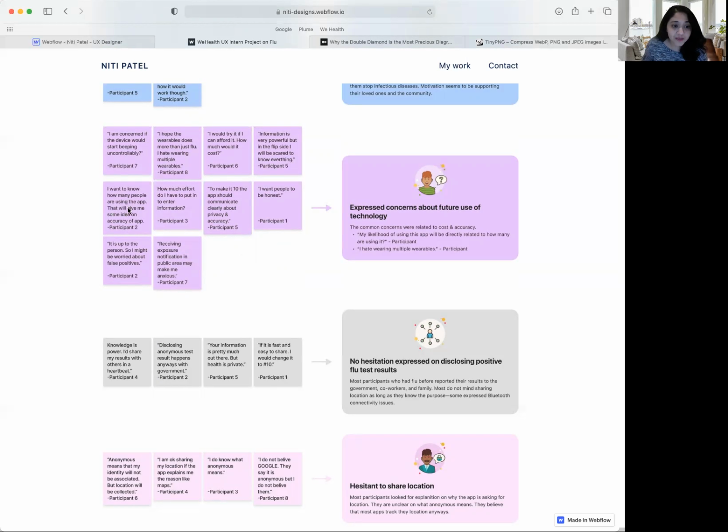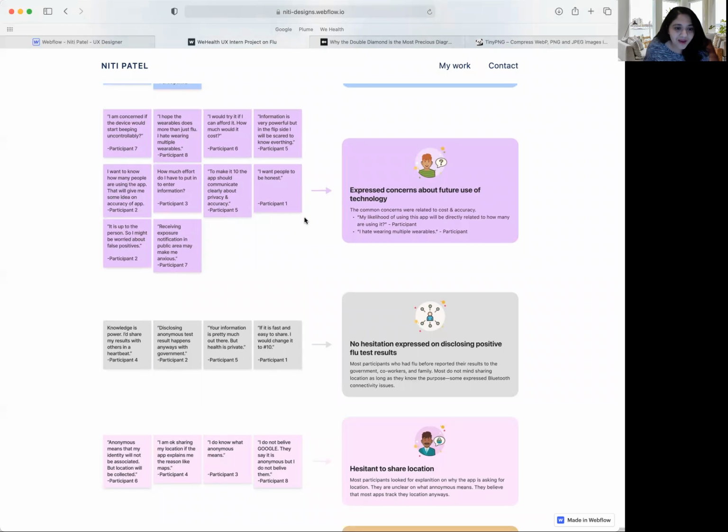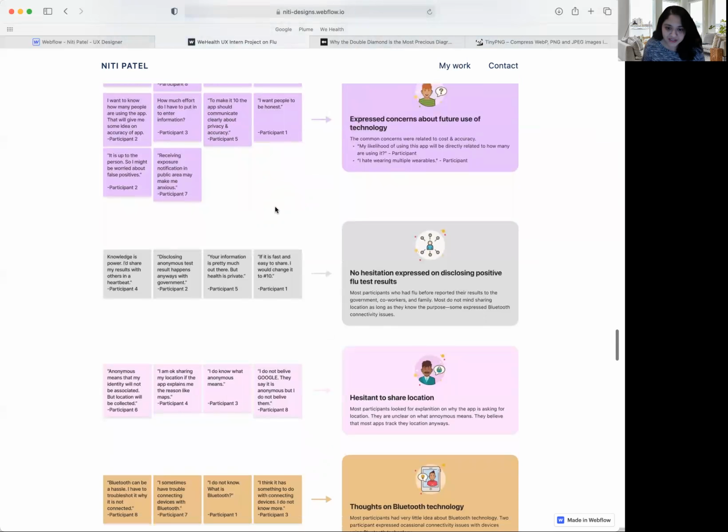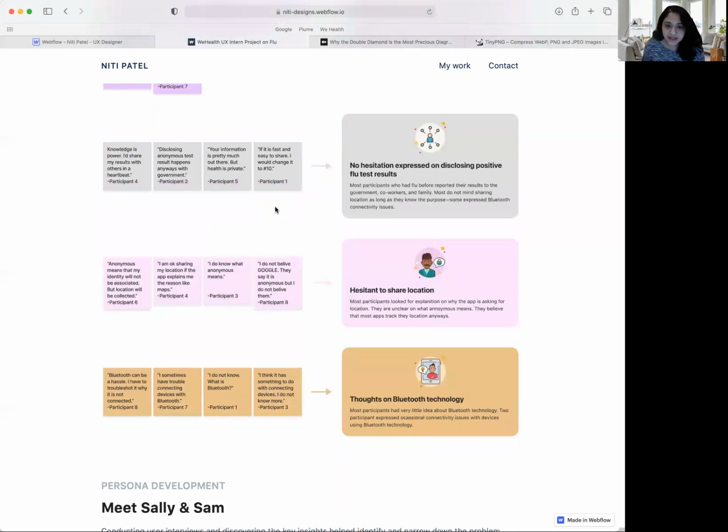I want to know how many people are using the app. That will give me some idea on accuracy of the app. It is up to the person. So I might be worried about false positives. I want people to be honest. These are some of the things they said about the accuracy of the app. What else? Yeah, I think that's about it. To make it 10, the app should clearly communicate about privacy and accuracy. So some concerns there.